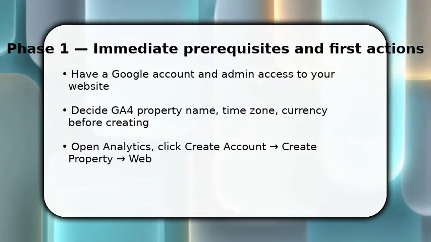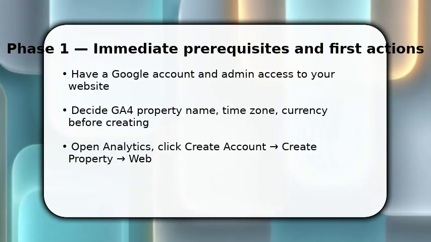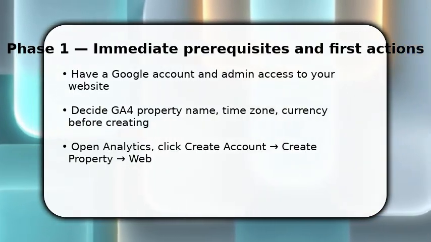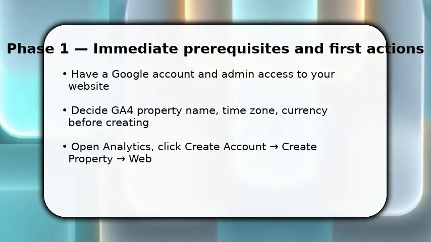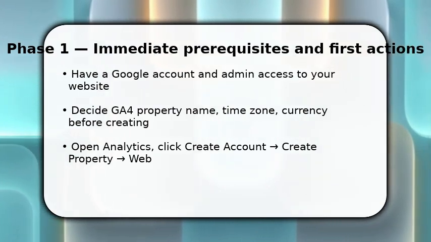Pick a clear property name, time zone, and currency, because those affect reports. After that, choose Web Data Stream and enter your site URL and stream name. Now you've initiated the property. Make sure to keep this browser tab open while you grab the measurement info needed for tagging.